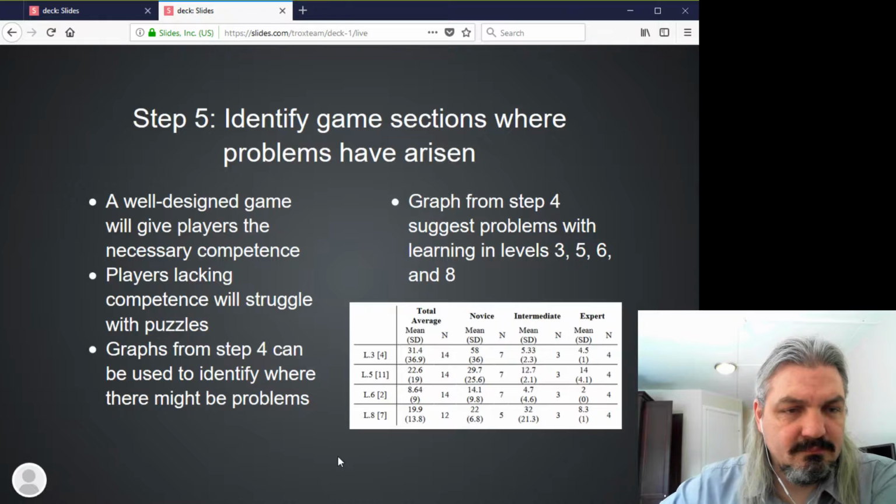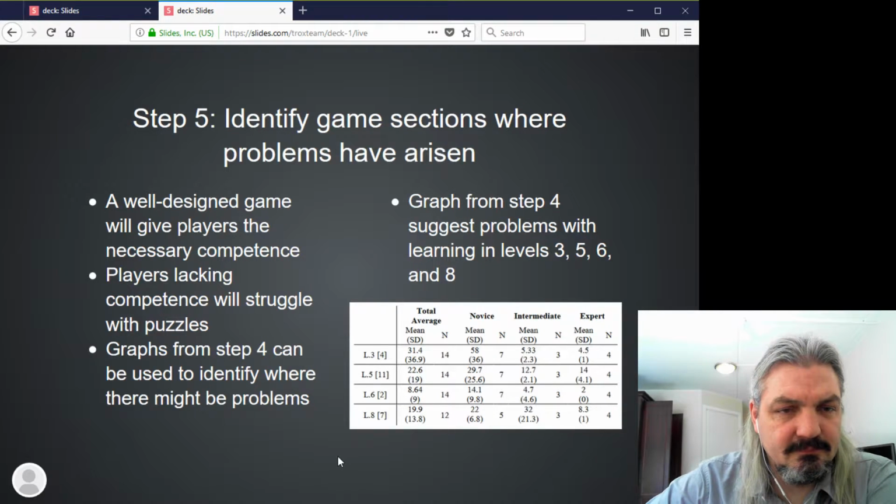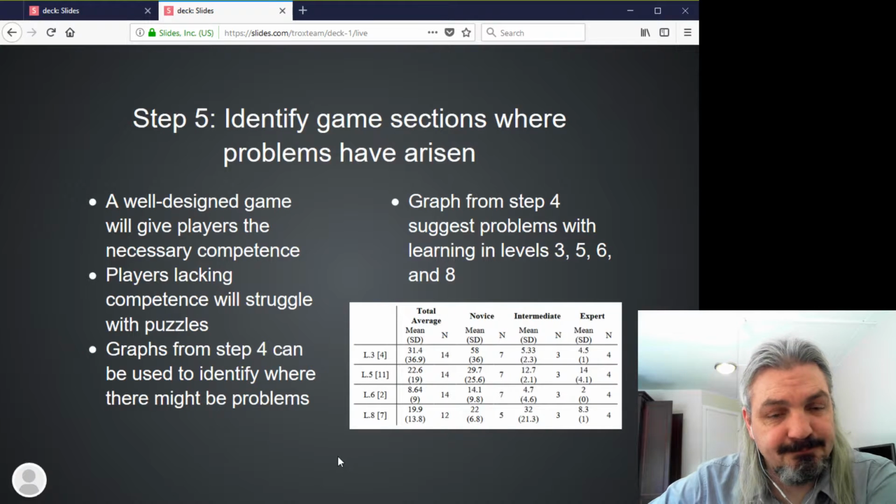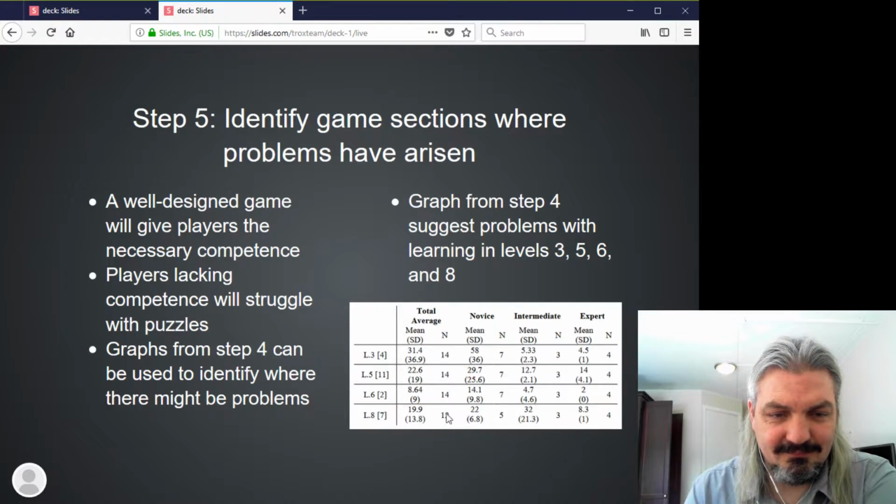So now we get to step 5, where you have to identify the game sections where the problems have arisen. So a well-designed game will give the players the necessary competence to complete their levels in a decent time. And you can notice players that lack that competence will struggle with clearing puzzles. So in the graph we got from step 4, we can identify where there might be problems.